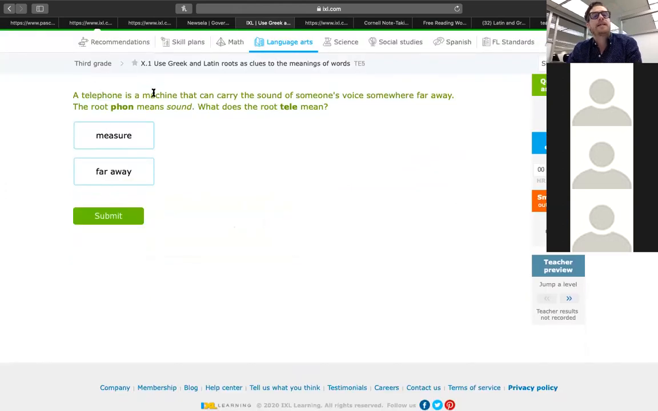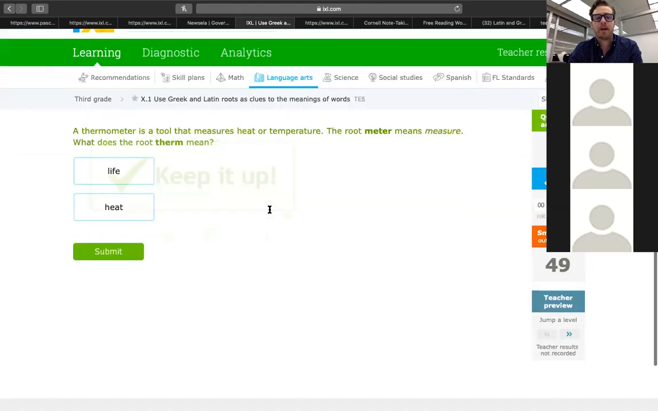A telephone is a machine that can carry the sound of someone's voice somewhere far away. The root phone means sound. What does the root tele mean? Measure or far away? If we know a telephone is a machine that can carry someone's voice somewhere far away, which is it? I would go with far away. Bingo. Keep it up, Buttercup.